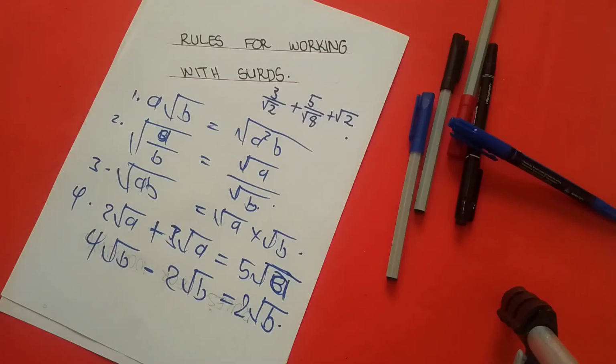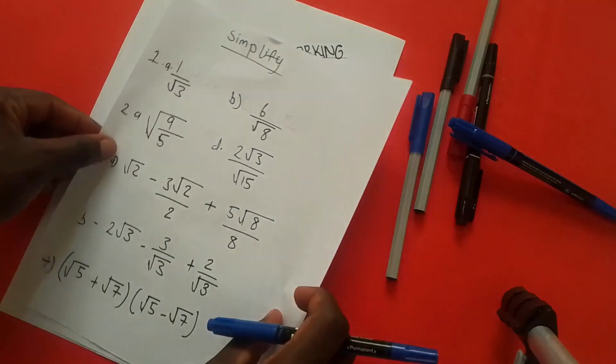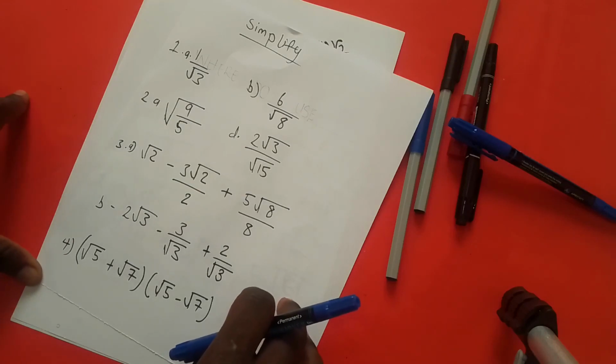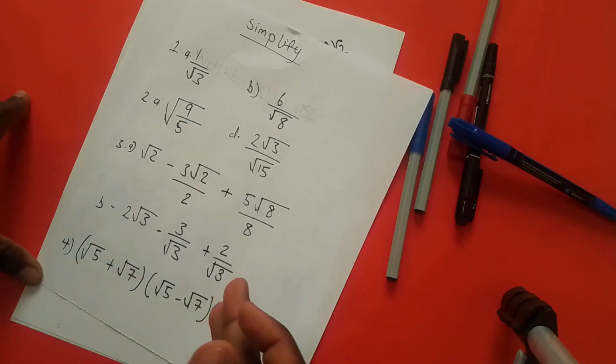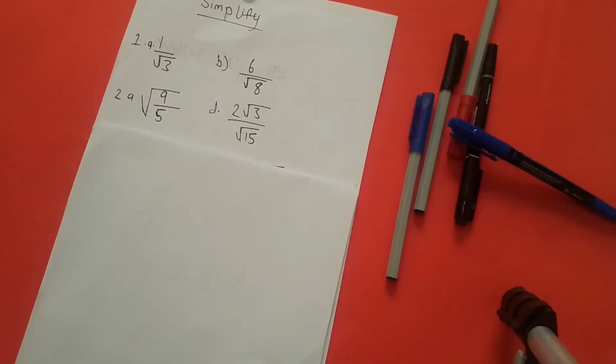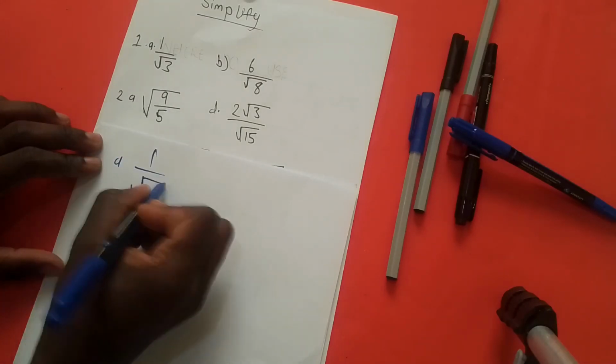So now that we are done with the rules, and I hope everyone is clear with the rules, let's get into the questions now. So we are going to simplify these surd forms. Okay, so let me just take a clean sheet and start from number 1 until number 4. So number 1a, we have 1 over root 3.